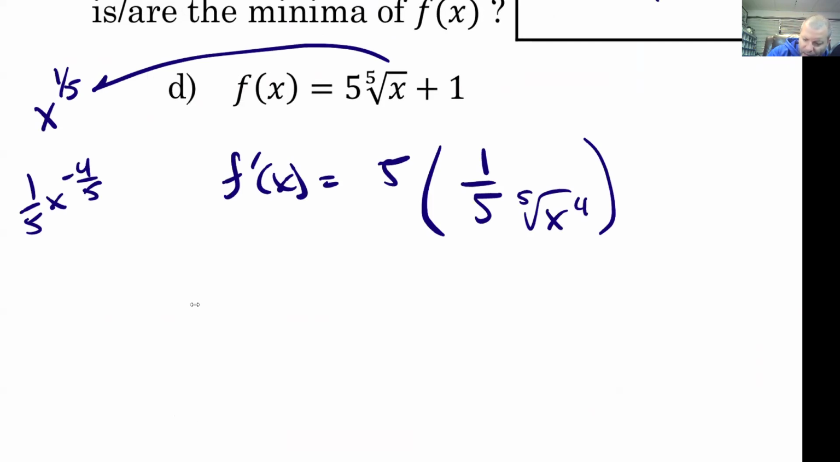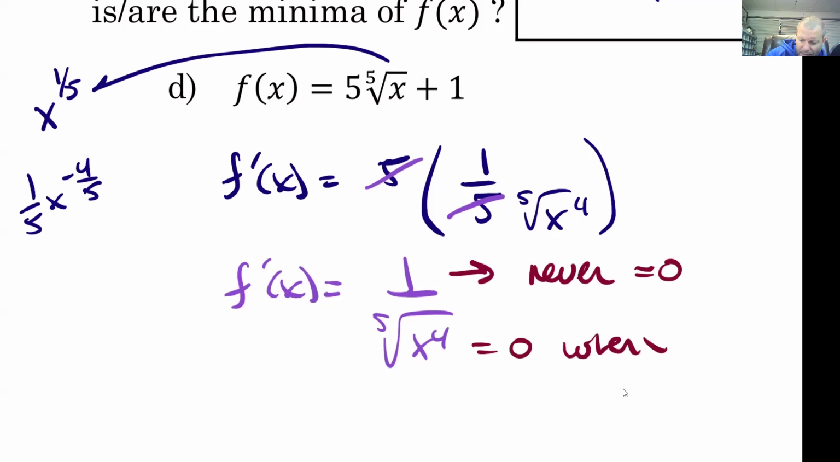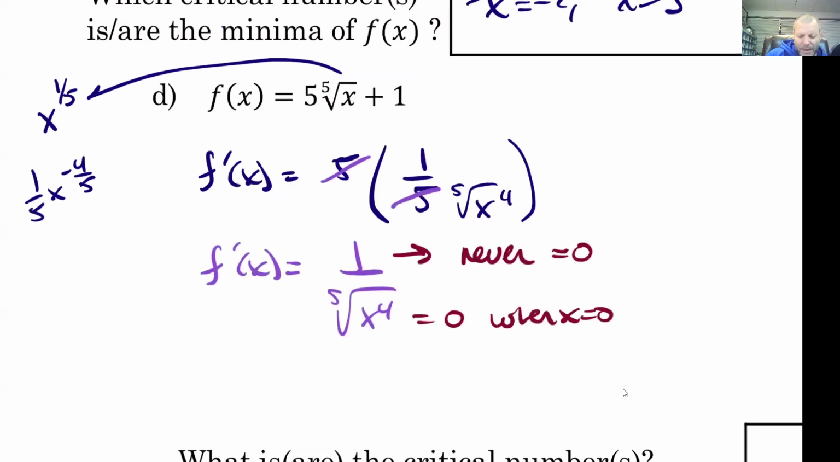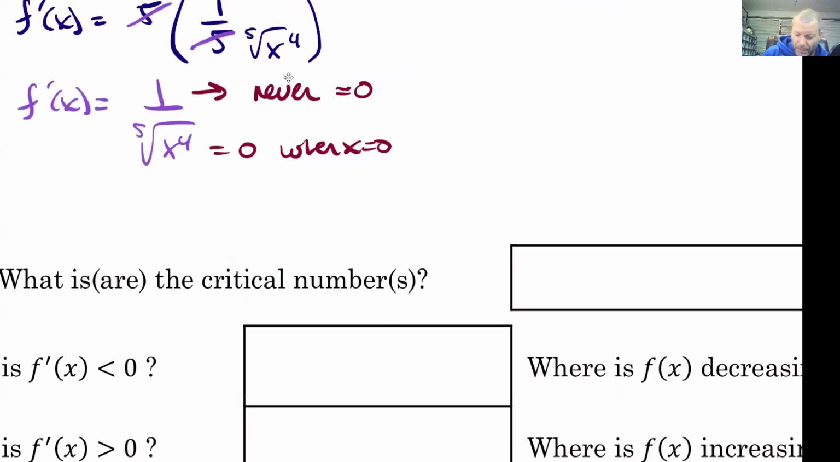All right, so this 5 and that 5 are going to cancel out. So my derivative is equal to 1 over the fifth root of x to the fourth power. Now, our numerator is never 0, so that means that it's not going to contribute any critical numbers. Our denominator is equal to 0 when x is equal to 0. So this means that our derivative is undefined when x is equal to 0. If we look at our function, it was defined when x was equal to 0. So what this means is that x equals 0 is a critical number.